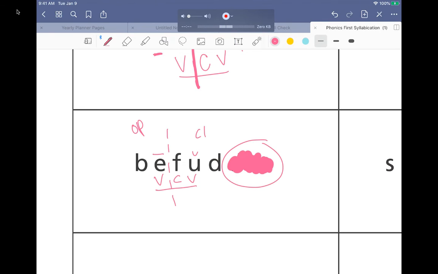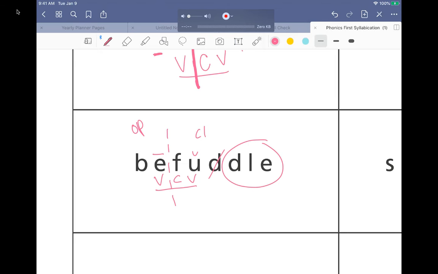My U is kind of squished in. It makes a short sound. So this says be-fud-dual. But wait, be-fud-dual. Am I going to make that D sound two times? No, I only make that D sound one time. So I cross out the first D because I don't make that one sound. So I say befuddle, befuddle.